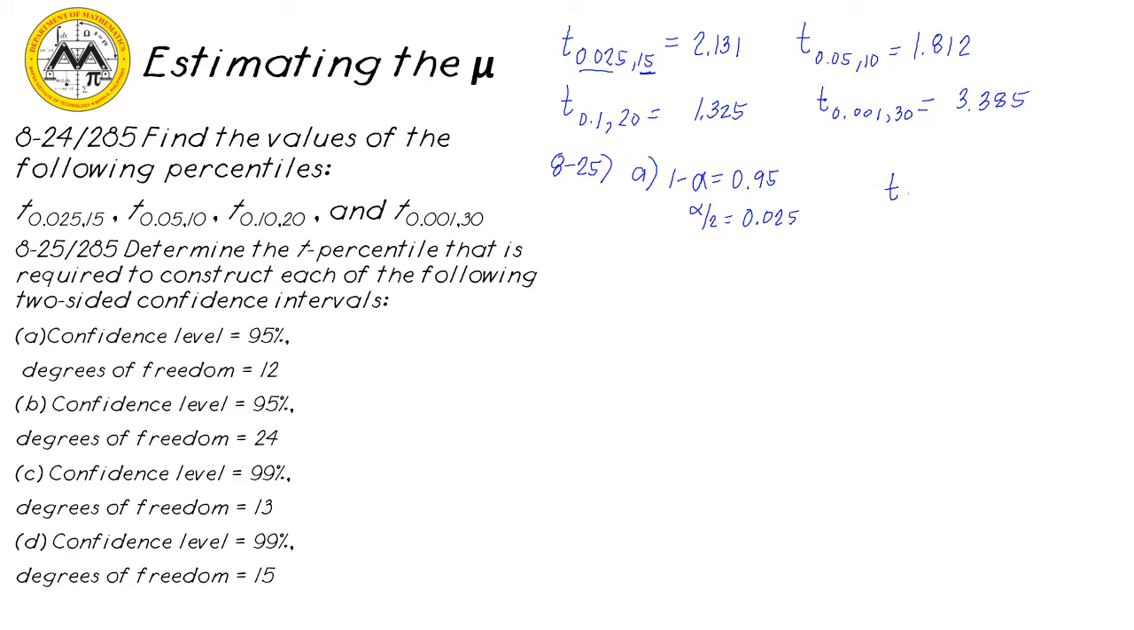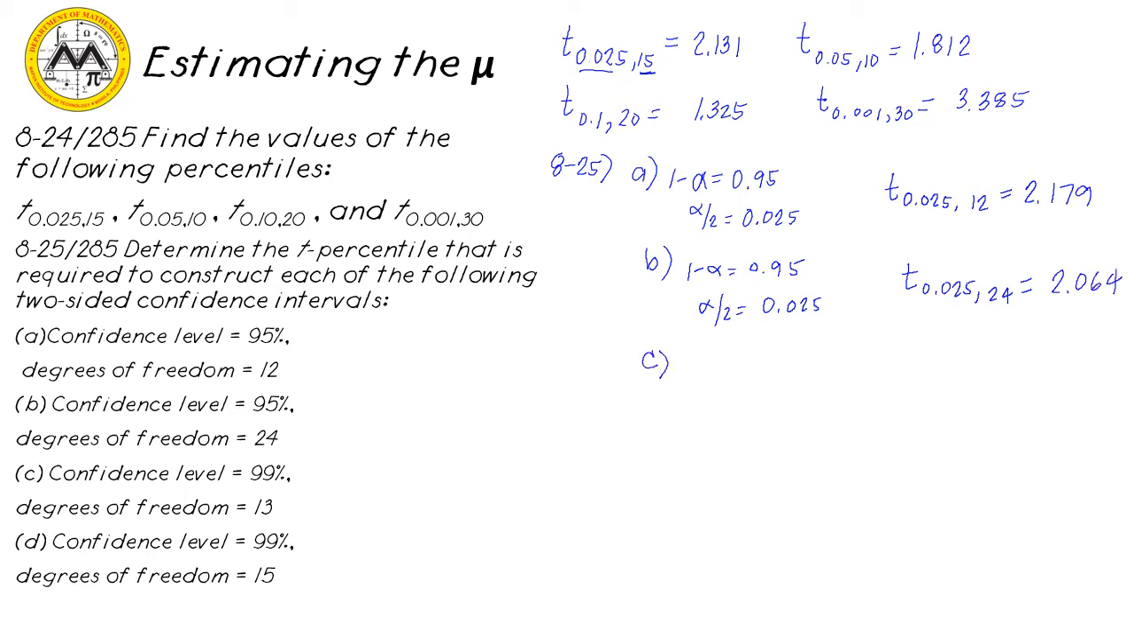So t of 0.025, 12, is 2.179. For letter B, this is still 95%, so 1 minus alpha is 0.95, alpha over 2 is 0.025. So we're looking for t of 0.025 with degrees of freedom 24. So this is 2.064.